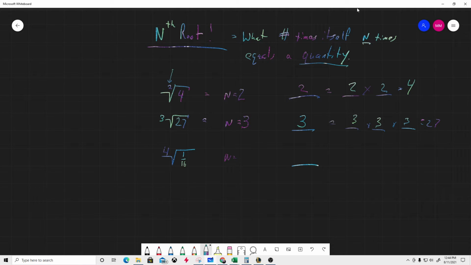Alright, last one, little trick, little curveball. Again, the root is always written right here on the root symbol. So we know that the n is 4. And the question, remember, you just kind of repeat this and you'll memorize it in no time. But what number times itself 4 times is 1/16?